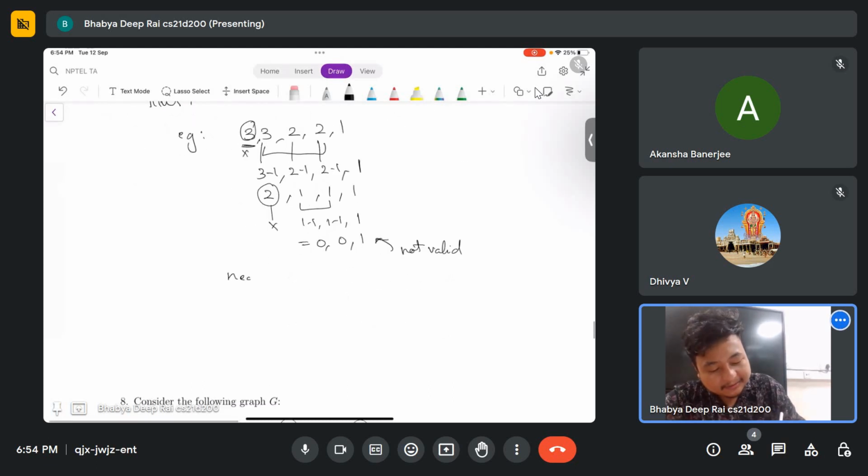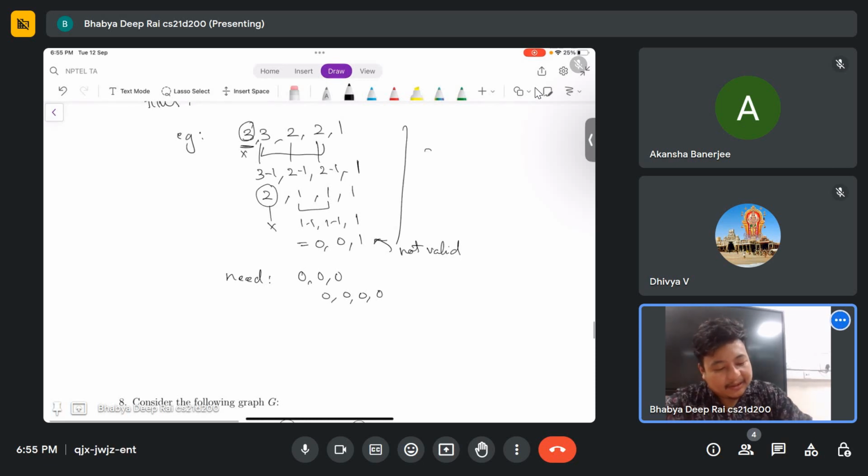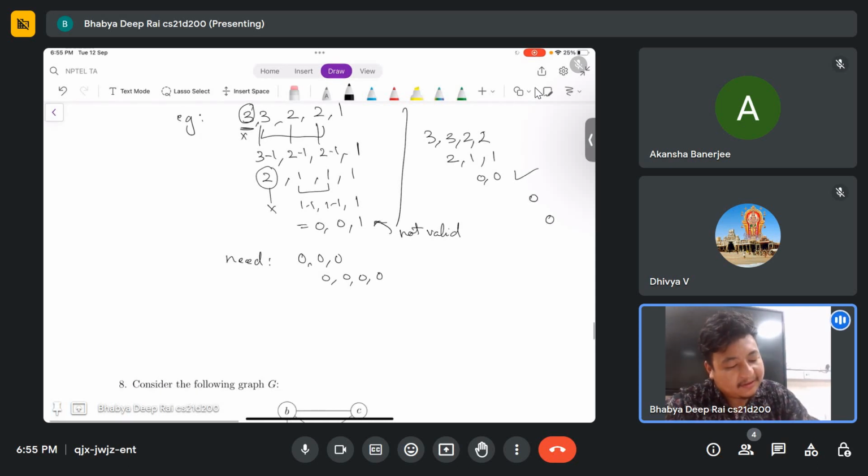What we need is something like 0, 0, 0, or 0, 0, 0, 0, or a string of zeros. That is what we need. And this is an example of an invalid sequence. But if it was just 3, 3, 2, 2, then this will become 2, 1, 1, and this will become 0, 0, 0, 0, 0, then this is valid. Maybe we can even try constructing it.